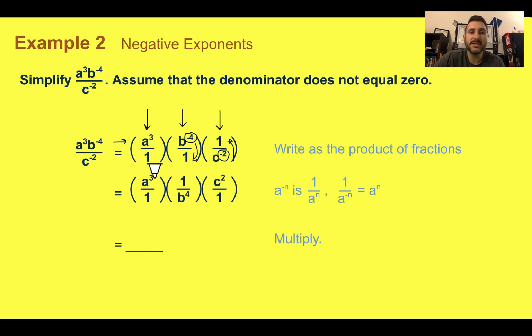So a to the third was positive, we can leave it alone. B to the negative 4, we have to flip it down to the bottom, flipping our fraction to the reciprocal. Now we have 1 over b to the positive 4. And then c to the negative 2 was on the bottom, so if we flip it, now it's on the top. Once we have all positive exponents, which we do, we can put it back together. So a and c are the only ones on the top, and then b to the fourth is now on the bottom. So this would be our simplified version of what we started with.